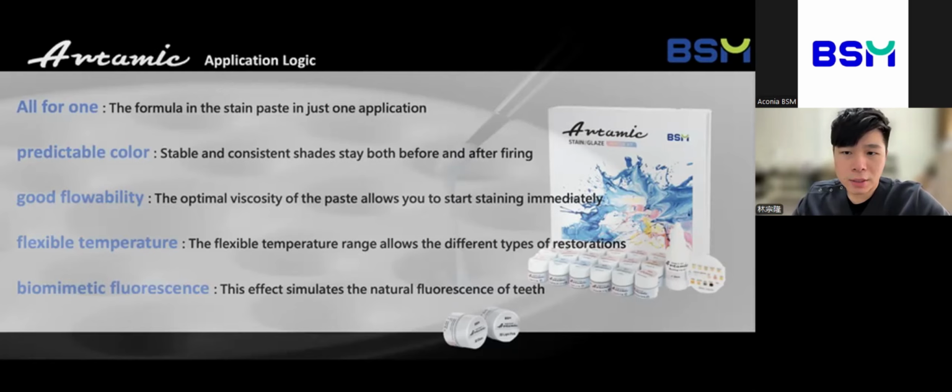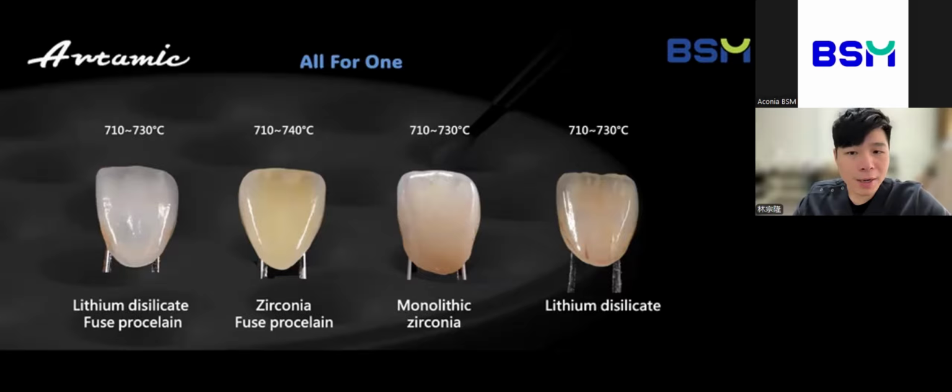This system is for universal materials. You can basically use it for external staining on almost any material, just like lithium disilicate, zirconia fused porcelain, monolithic zirconia or lithium disilicate, even PFM. Because it's a low temperature stain, if you have multiple stains or porcelain powders in use and need to make an adjustment, you can safely use the stain without affecting previous stain or porcelain layers.